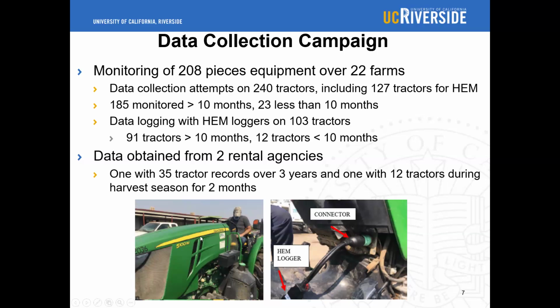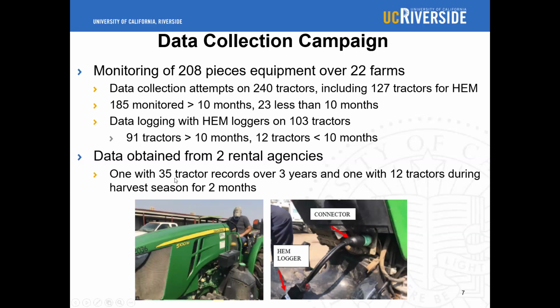And if you look at the bottom, you can see a picture of a tractor with one of our staff working on it. And then you can see where the data logger plugs in to the ECM connection. And then there's a connector to the data logger itself, which is at the bottom left corner of that second picture there. So that gives you an idea of what the data logger is and what it looks like. And of these, the vast majority were actually collected on for over 10 months. And so it gave us what we think was a really valuable data set.